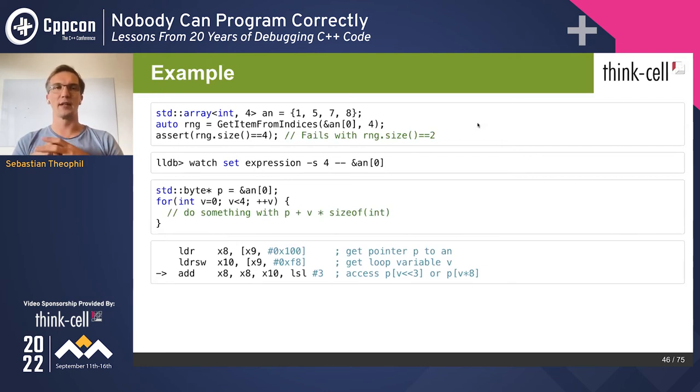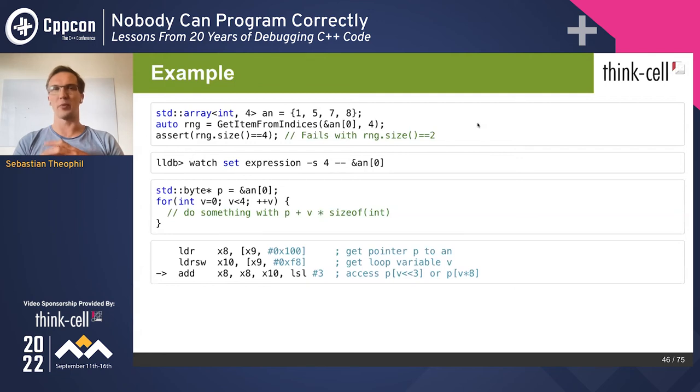So the first line gets the pointer P that is stored in X8. The second line gets the loop variable V, which is stored in X10. And then the last line accesses my array. And it takes V in X10, left shifts it by 3, and then uses that as an index into my array. Left shifting V by 3 bits is equivalent to a multiplication by 8.